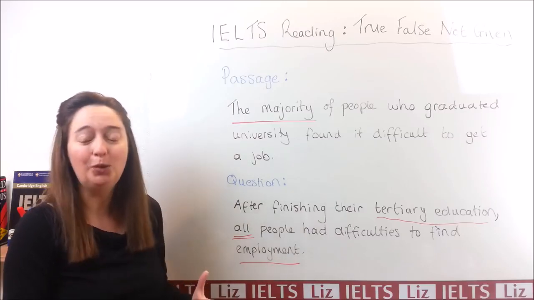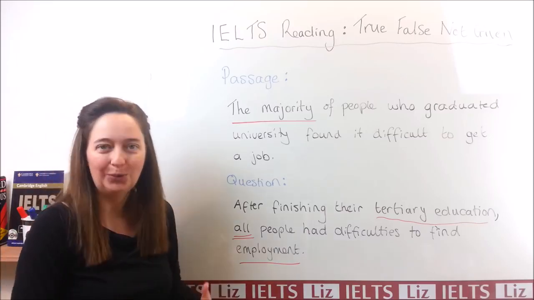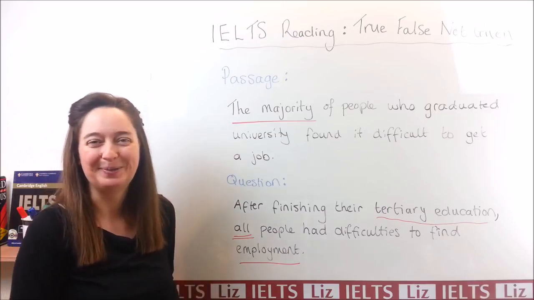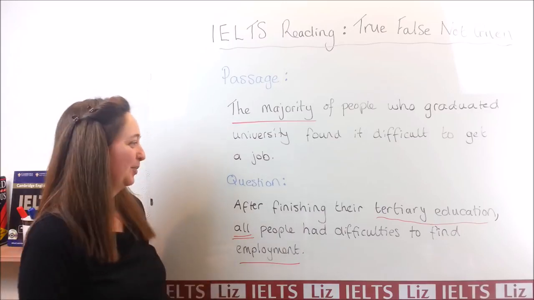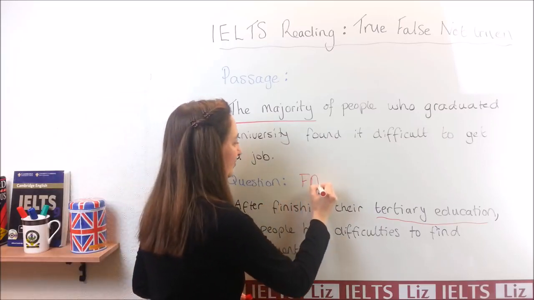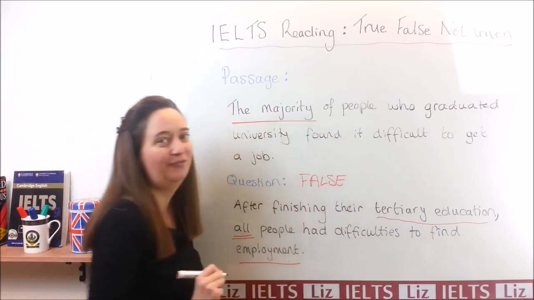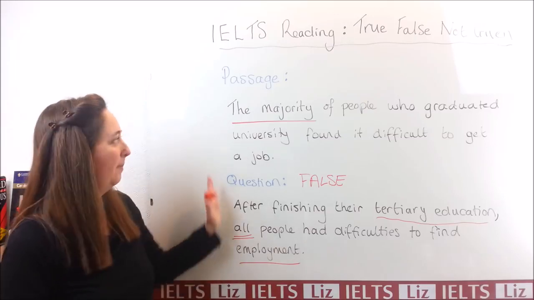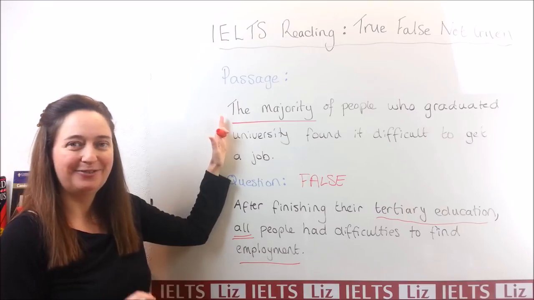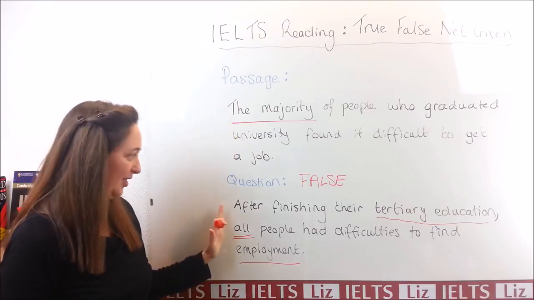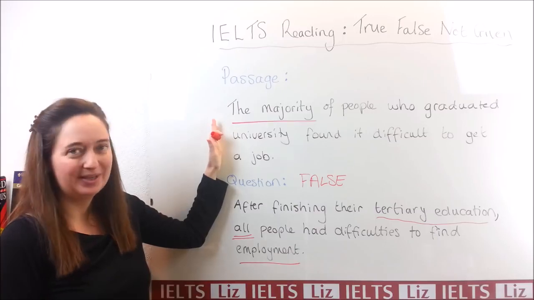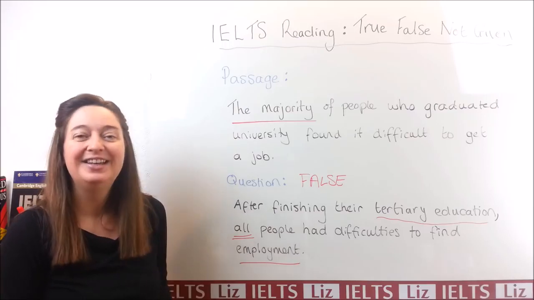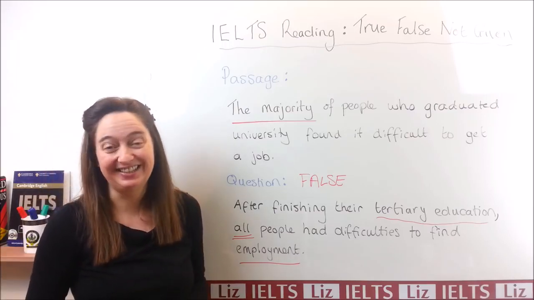Is it all people or not all people? And majority means not all people. So the answer to this one is false. The information in the statement does not match. It's opposite to the information in the passage. Some of the words are similar, but the whole statement does not have the same meaning. So that's one example. Let's have a look at another.